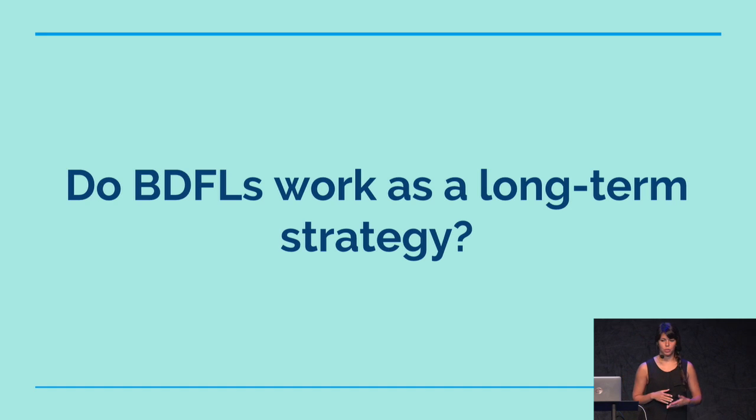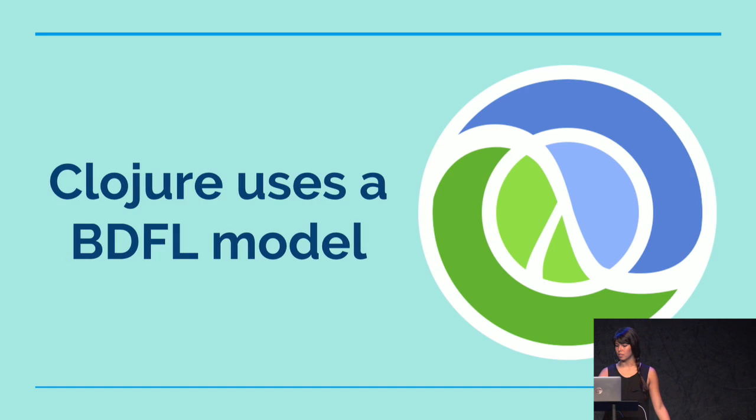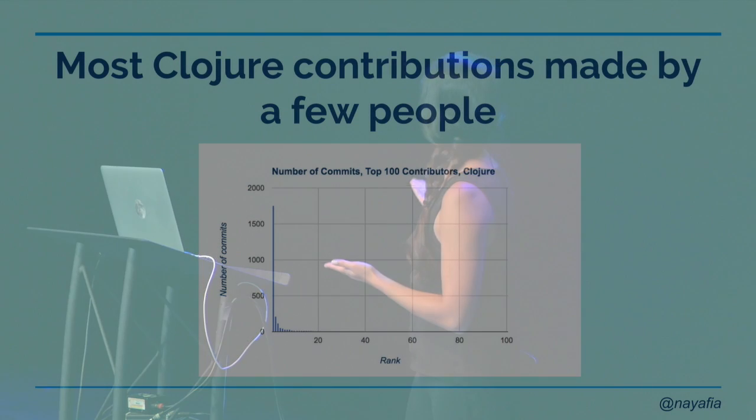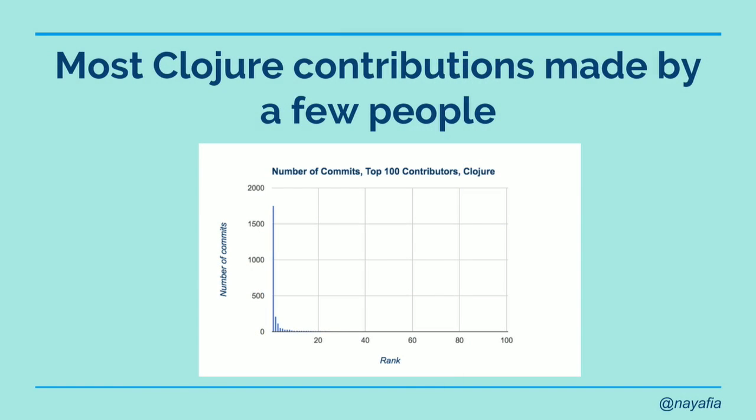And on the flip side, do BDFLs work as a long-term strategy? Could you have a BDFL project forever? My answer to that is yes, but with some caveats. So Clojure is an example of a modern project that uses a BDFL model, and as far as I can tell, has no plans to change that. Their BDFL is Rich Hickey, and Rich makes most of the commits to the project. So if you remember what the Rust contribution graph looked like, with Clojure, you literally have one person who's making basically everything, and then a little bit trickling down.